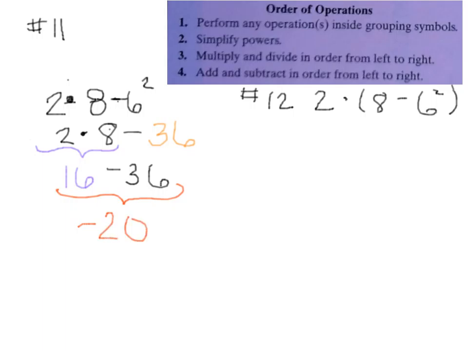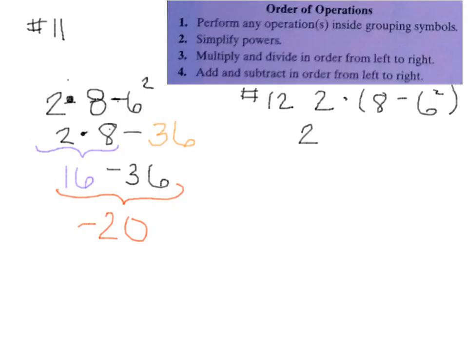All right. And if I come over here and do the next one, I have to take a look here, and I'm going to do all my grouping. Well, I notice that inside my grouping, I still have to look at order of operations because I have two operations inside those parentheses. I have the squared and I have subtraction. So I'm going to say, okay, I'm going to simplify the power inside my grouping first. So that's the first thing I'm going to do, so let's go ahead and do that.